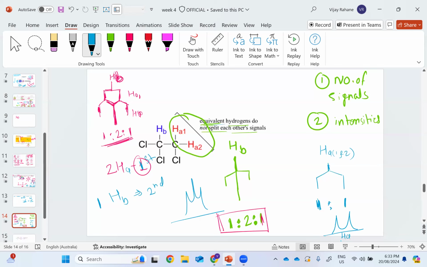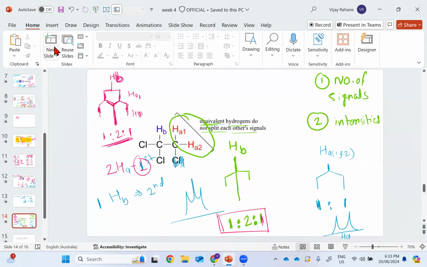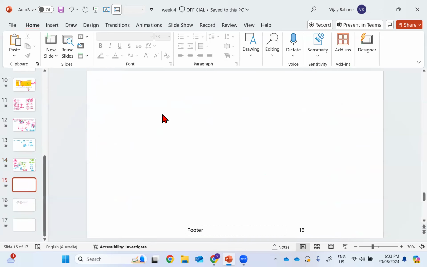So any doubt in this one? Yes, hello. Sir, what happens in case of three equivalent hydrogen atoms on the adjacent carbon? All right. So let's say we have hydrogen here instead of chloro. Okay, I will take a fresh example.